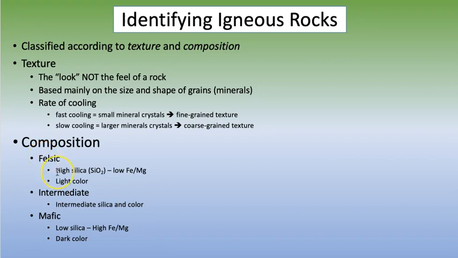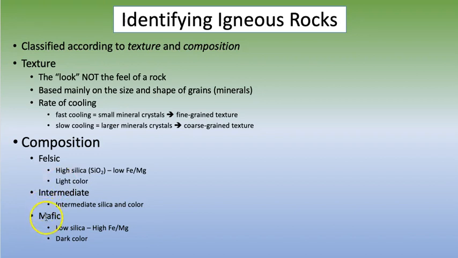Felsic is the term that we give to magma or lava that is highest in silica and lowest in iron and magnesium. Because it's low in iron and magnesium, felsic rocks are going to be light in color. Be thinking pinkish, very light gray.